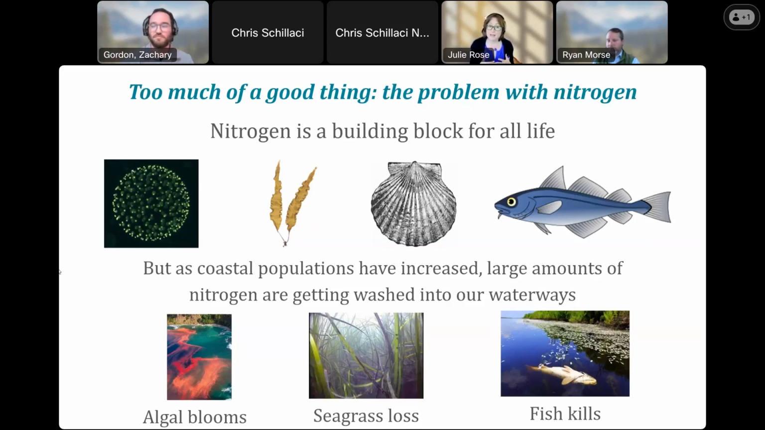So what has happened is as coastal populations have increased, large amounts of nitrogen are getting washed into our waterways. And once in these waterways in excess, this can lead to problems like algal blooms, loss of seagrass habitat, and fish kills. Now, unfortunately, on the US East Coast, a large number of estuaries and coastal environments have this condition of excess nitrogen, which scientists also call eutrophication, and so are experiencing some of these environmental problems. And in these locations, there are nitrogen management programs in place that seek to reduce nitrogen in order to alleviate these environmental problems. So you go to the next slide.